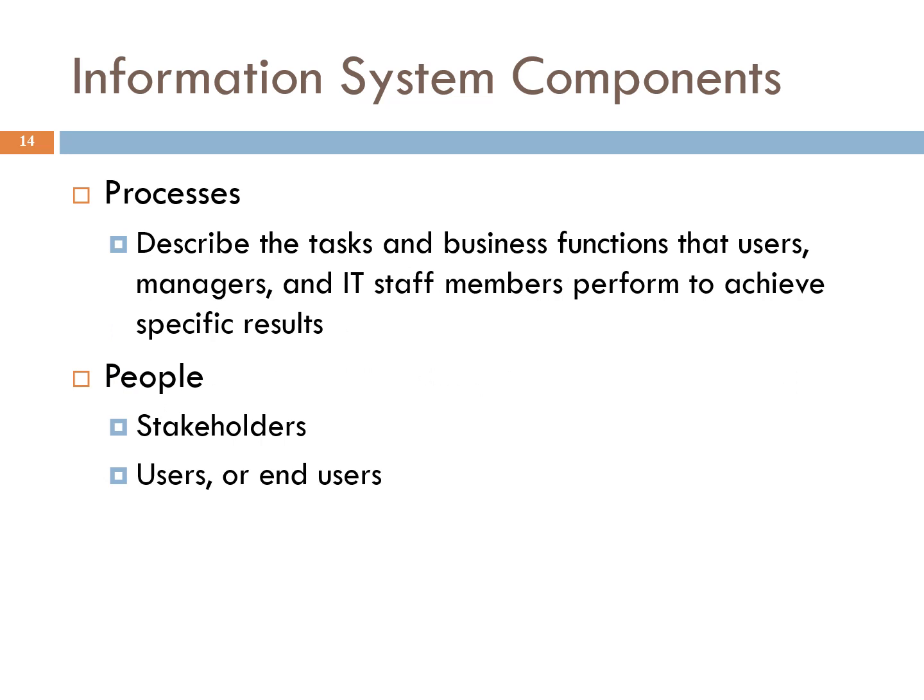Process describes the tasks and business functions that users manage and IT staff members perform to achieve specific results. Okay, what do you do to achieve some of your company's objectives? And then people are stakeholders. Stakeholders are people that are important for your organization. It can be your clients and consumers. It can also be your investors. It can also be your top management. And here we are talking about users and also end users.